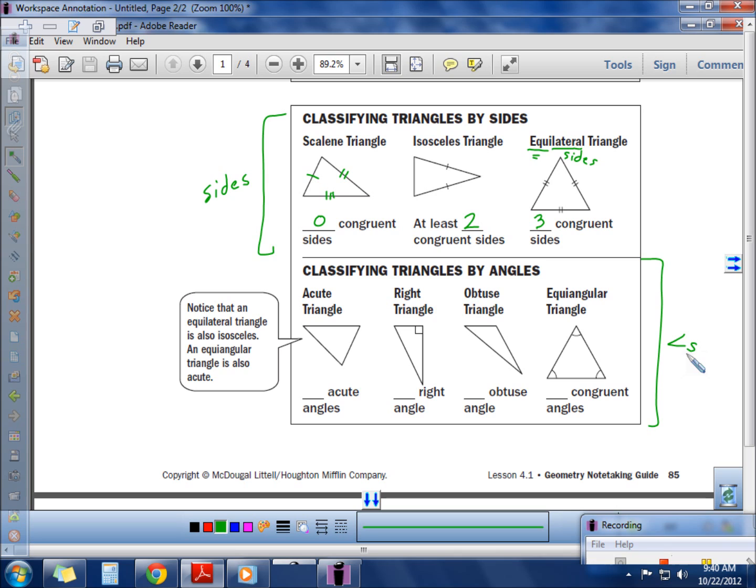So we have 4 words over here, and you should be familiar with these. An acute triangle has 3 acute angles. What's acute mean? Less than 90. Good. So you might want to write that out to the side. That's less than 90.